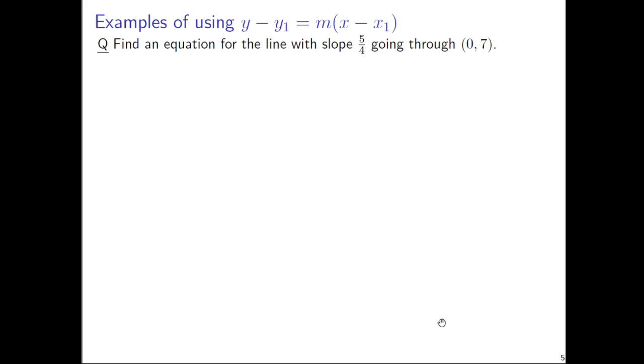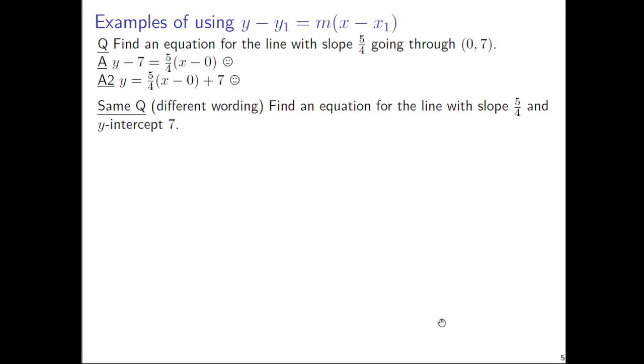Okay, let's take a look at find an equation for the line with slope 5/4 going through the point 0, 7. So we can write y minus 7 equals 5/4 times x minus 0. Now that's already technically correct, but we could write a second answer just by taking the previous answer and adding 7 to both sides. So you have y equals 5/4 times the quantity x minus 0, then outside parentheses you have a plus 7.